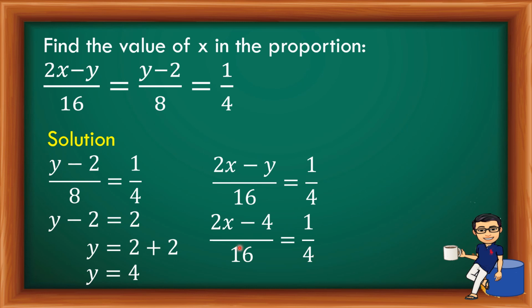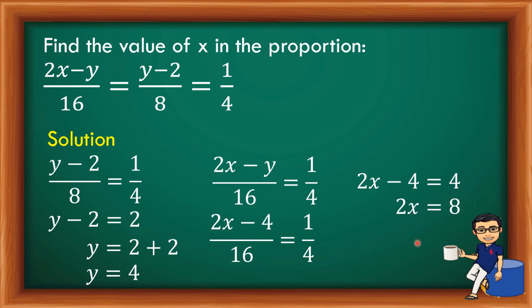The same process, we just copy the numerator, which is 2x - 4. Then multiply the denominator 16 times 1, which is 16, divide by 4, which is equivalent to 4. So that's the reason it became 2x - 4 is equal to 4. Again, copy the numerator, 2x - 4. Then 16 times 1 is 16. Divide by 4, that is equivalent to 4. Then we need to apply the addition property of equality.